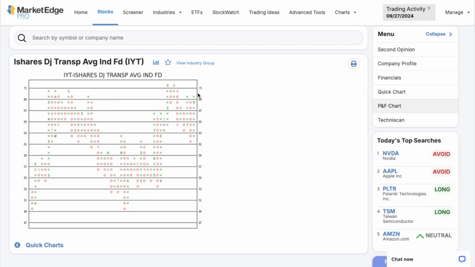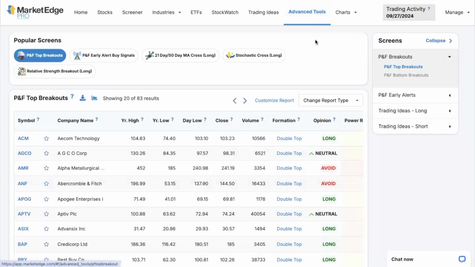One of the things we have also on here, click on advanced tools, because if you're not using point and figure charts, you should be looking at them, at least when making a buy or a sell on a stock. And we have something that's called point and figure early alerts. What we do on this is something that's pretty neat. I don't know where else you're going to find them. Click on the alert buy signals.